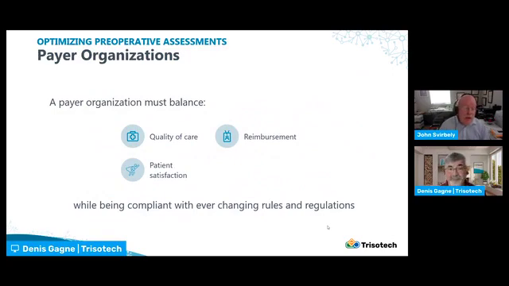Thanks, Denny. For those of you who are members of payer organizations, historically, you've been faced by a number of challenges. You have to worry about the quality of care in your HEDIS score, worry about cash flow, either in the form of money coming in or being dispersed to clinicians and hospitals. You have to worry about patient satisfaction. And finally, you have to be compliant with rules and regulations from the government that is ever changing. Next slide, please.